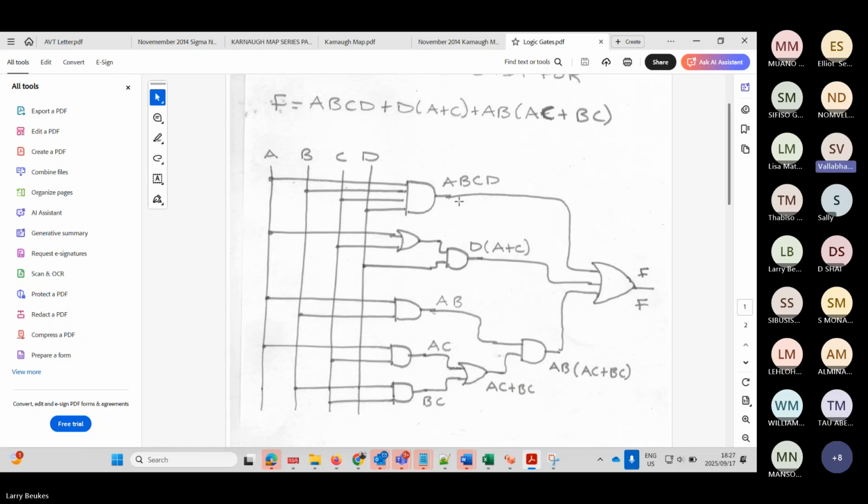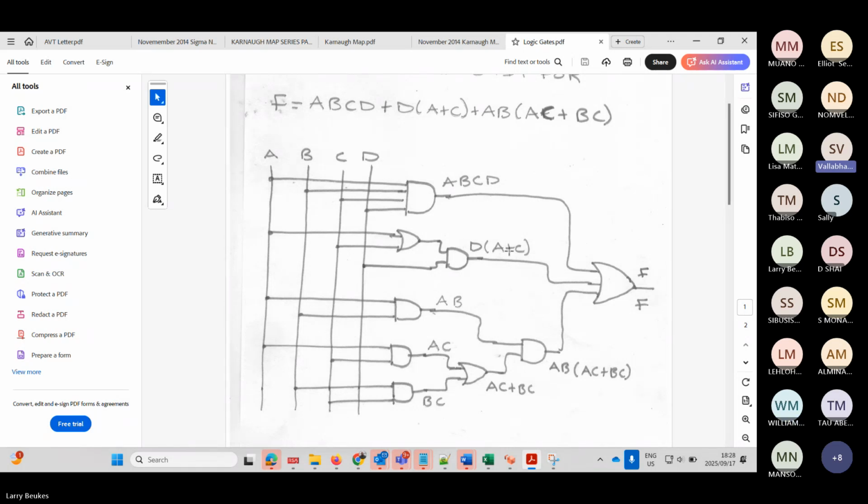Then it says plus. So that means there should be some OR gate connected to each term. So you take the OR gate here. Don't worry about the OR gate now. So next take D bracket A plus C. What you should do is take A input and C input and then put OR gate, and then connect to D with AND gate and just leave it like that, the output.